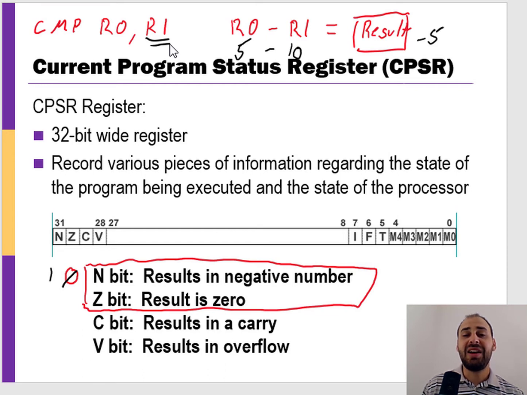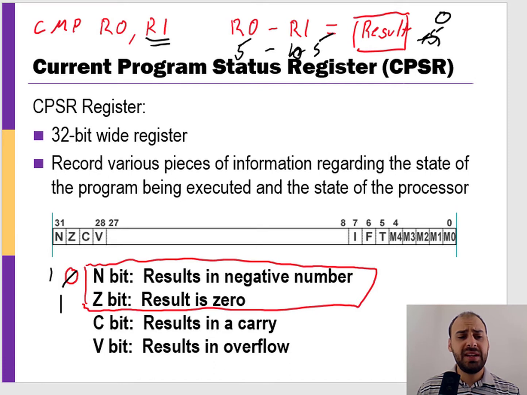Now if the result of that subtraction is 0, if R0 minus R1 results in 0, then we know that R0 and R1 must be equal. And so if the result is 0, we set 1 here for the z bit. So effectively the n bit is letting us know if one register is larger than the other, and the z bit is letting us know if they're equal. That's effectively what's happening there.